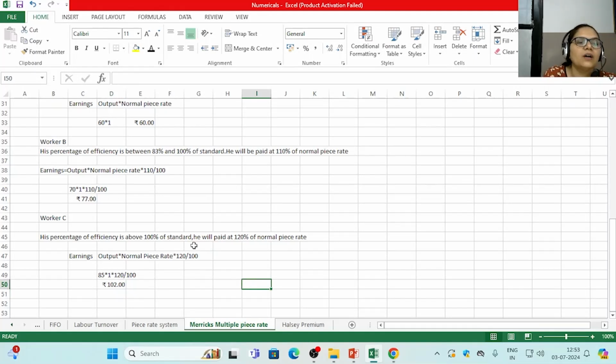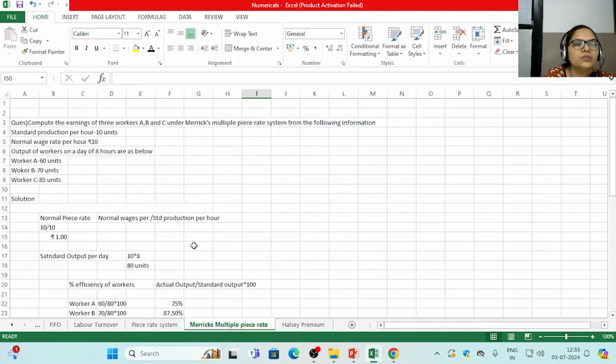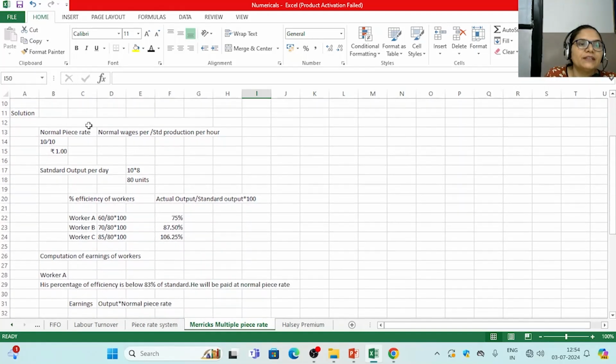So this is how we follow Merrick's differential piece rate system, multiple piece rate system, where it is not being differentiated between a low piece rate system or high piece rate system. Even the person having low efficiency is paid at a normal price, which is not done in Taylor's differential piece rate system. I again brief up the question for your sake.